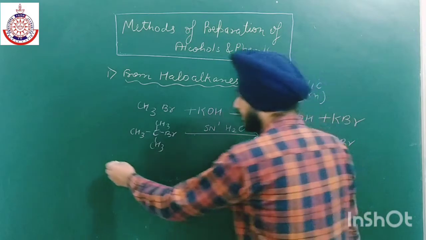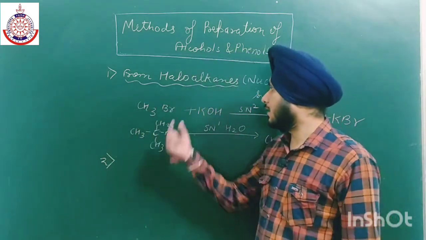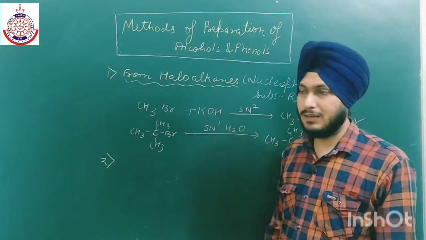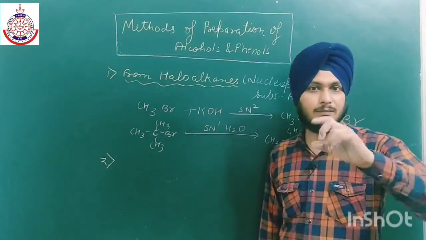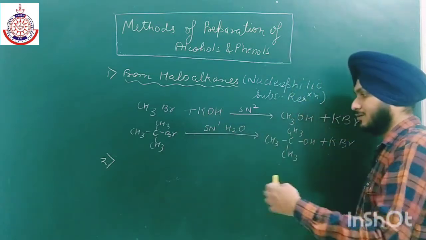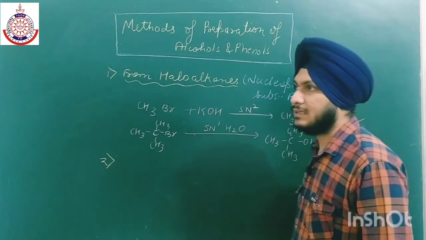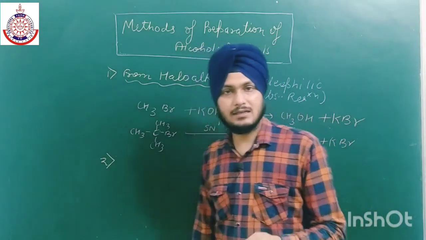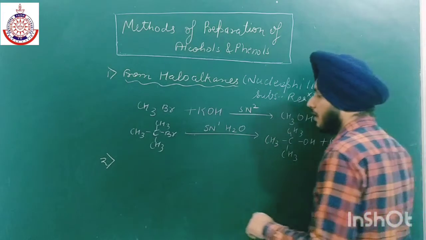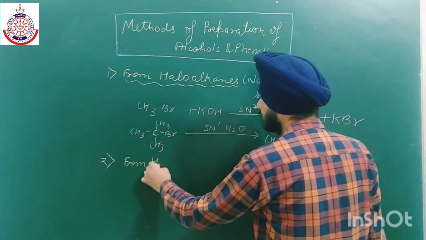We cannot prepare the aromatic alcohols from haloalkanes because there is some double bond character generated with the carbon and the halogen. We have already discussed due to resonance, due to sp hybridized carbon, and the third reason is that the carbocation which is generated is also unstable. Now the second method is from hydrocarbons.